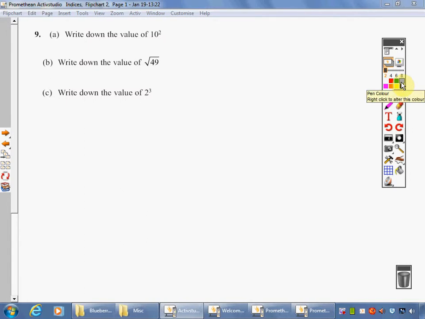This is for helping you with indices, and there's two types of indices. There's evaluating a number, or writing the value of, and there's also simplifying. So the first thing we're going to look at is writing down the value of something. These are generally quite easy questions.